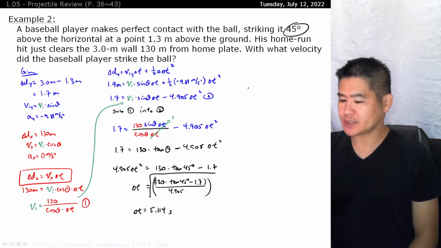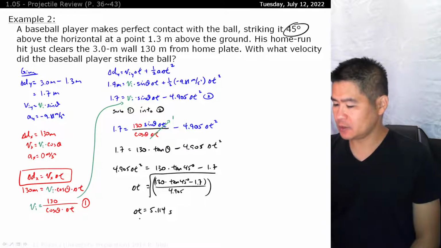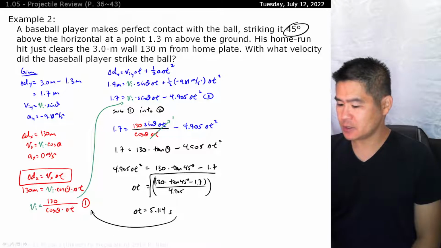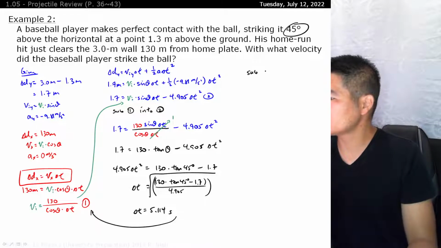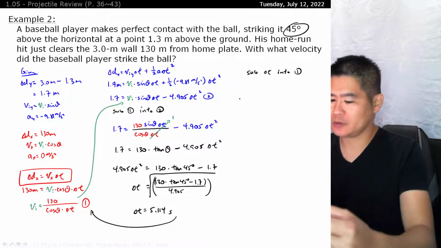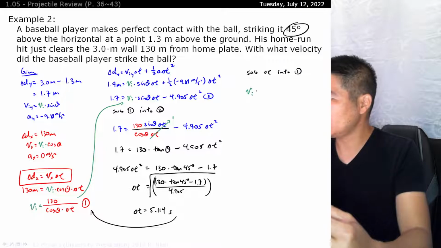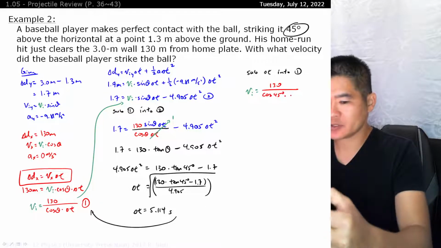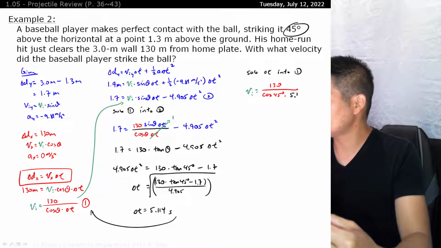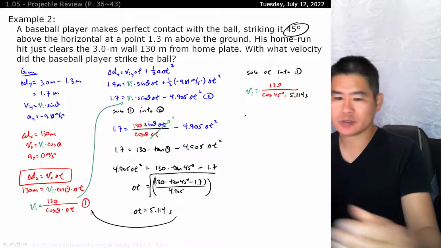So with what velocity did they strike it at? Well, I could just simply sub this into there, couldn't I? So we're going to sub delta t back into equation number 1. So our VI is equal to 130 over cosine of 45 degrees times our calculated 5.114 seconds.